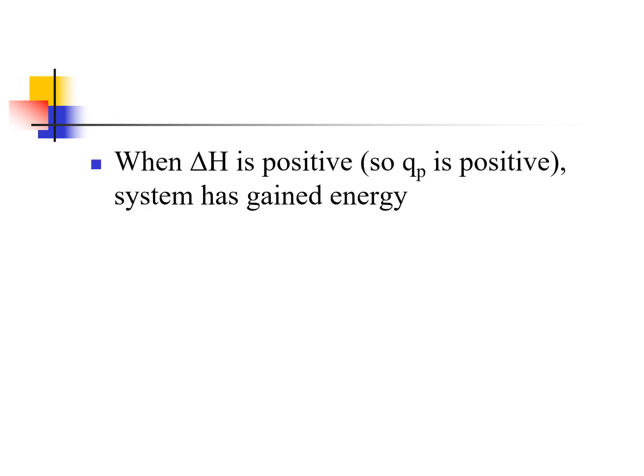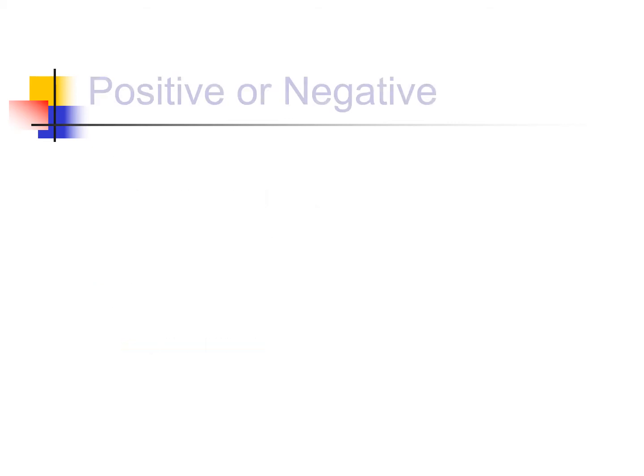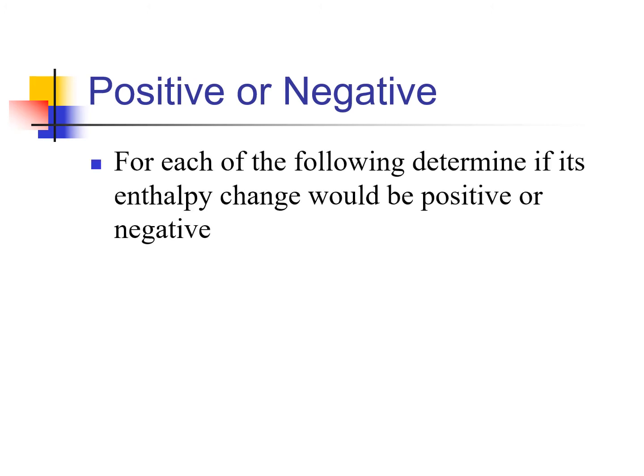Now again, when delta H is positive, that means Q is positive. That means the system gained energy. That means it's endothermic. Likewise, if delta H is negative, the system lost energy. That means it's exothermic. We know this. So again, positive or negative, real quick.